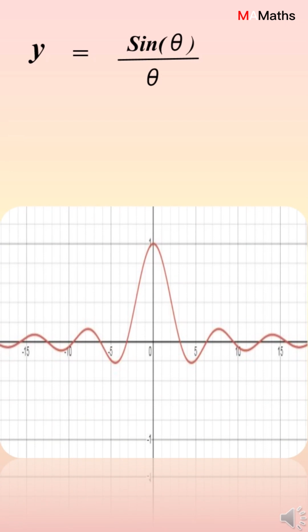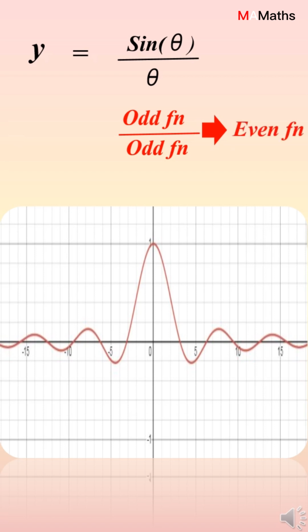The numerator is sine theta, which is an odd function. The denominator is theta, which is an odd function. Odd functions map onto themselves by rotation, 180 degrees about the origin. When we divide an odd function by an odd function, we get an even function. Even functions map onto each other by reflection about the y-axis. And we can clearly see that we're looking at an even function there.